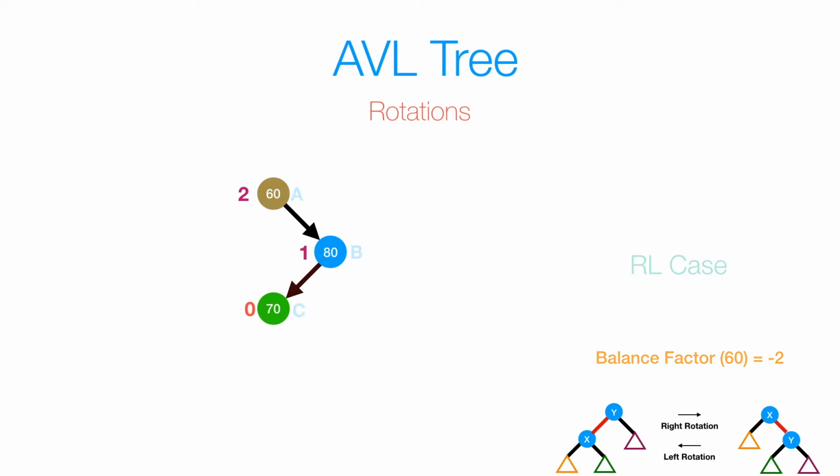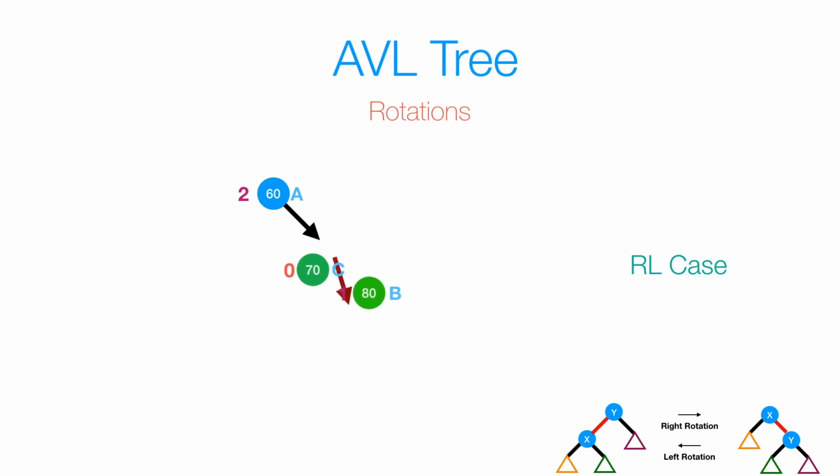And this brings us to our last case, known as the right-left case. So in this case, we take the link BC, again picture a hand on that red link, and perform a right rotation on that link. So performing a right rotation brings 80 down and brings 70 up, like this.